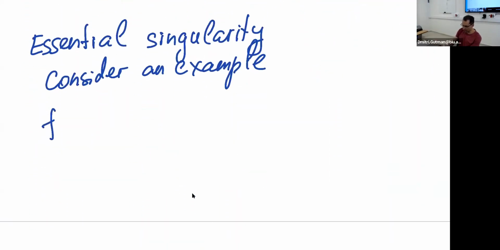Okay, so let's consider the function f of z equal to e to the power 1 over z, near the point z equal to 0.